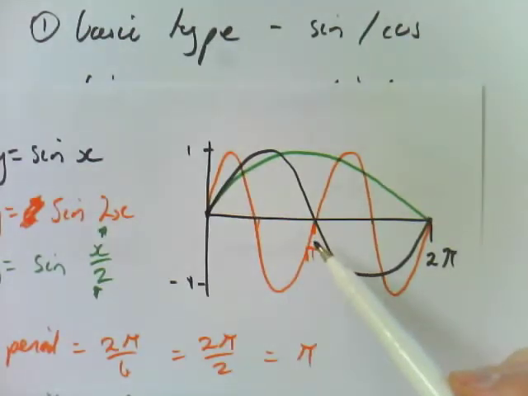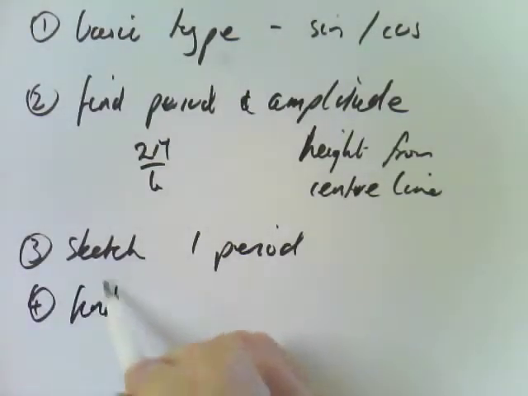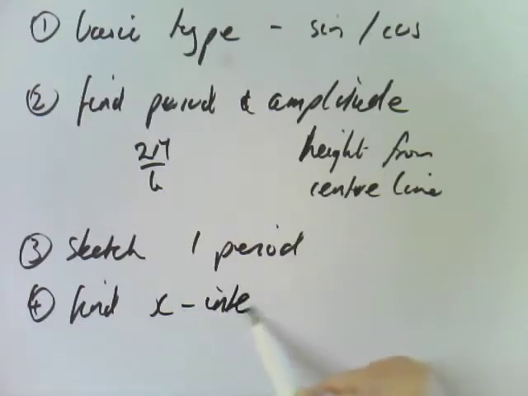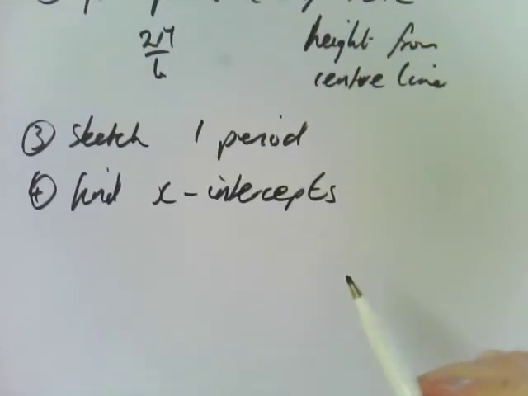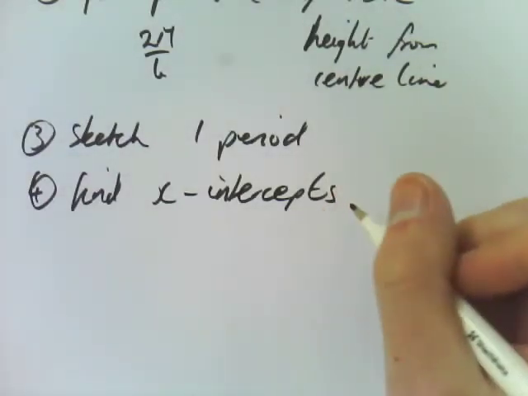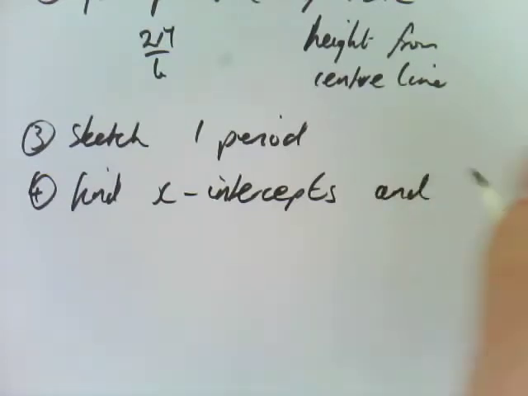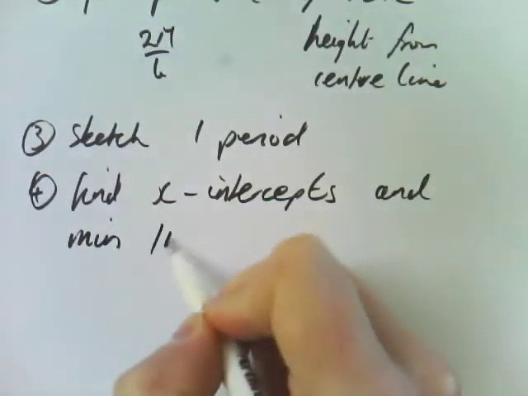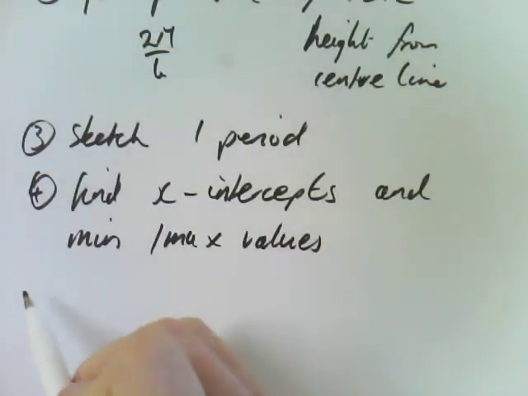Step 4 is then to find x-intercepts. Now I haven't talked about that yet, so we'll revisit that in just a second. Or minimum and maximum, the min max values. And then step 5 is to do your translation up and down.